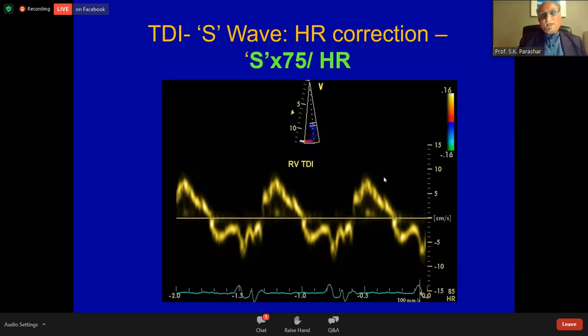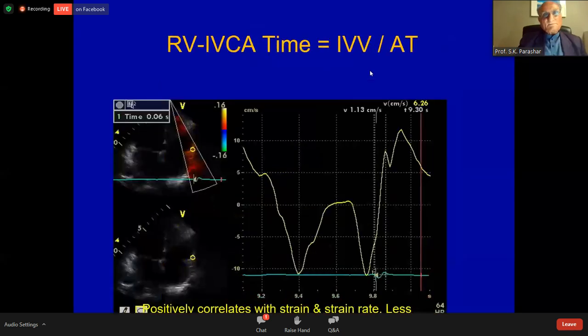And when the value is less than 10 centimeters per second, it indicates an RV dysfunction. Sometimes, because it is related to the heart rate, if there is a tachycardia or a bradycardia, you can correct it by the formula: systolic velocity into 75 divided by heart rate gives you the heart rate corrected systolic velocity.